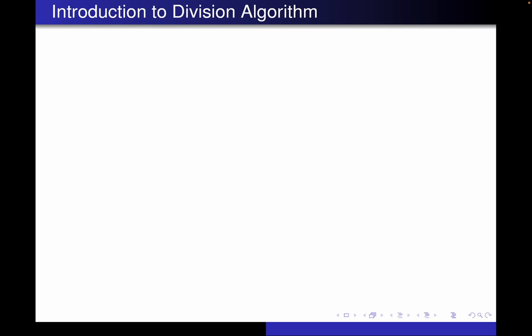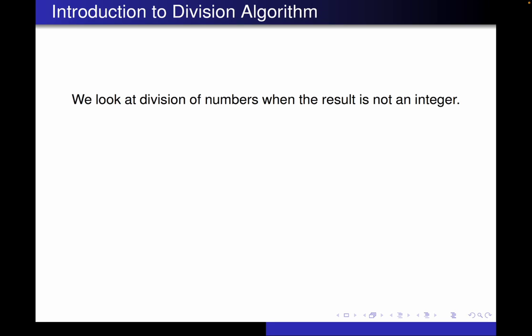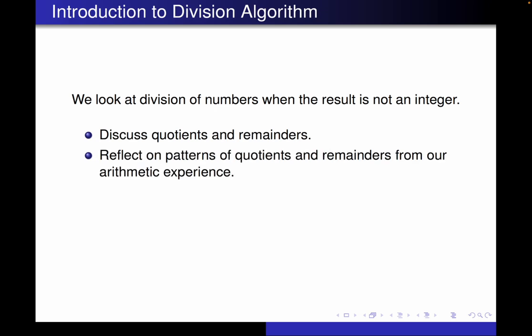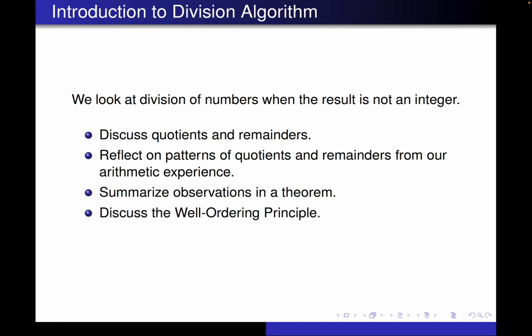In the last video, we looked at division of integers from a divisibility perspective. Now we're going to look at division of numbers when the result doesn't happen to be an integer. So we're going to think about quotients and remainders. We're going to reflect on patterns of quotients and remainders from our arithmetic experience, how we find them, and what kind of equations they give us. We're going to summarize our observations in a theorem, and then we're going to start thinking about the first steps in proving the theorem by discussing the well-ordering principle.